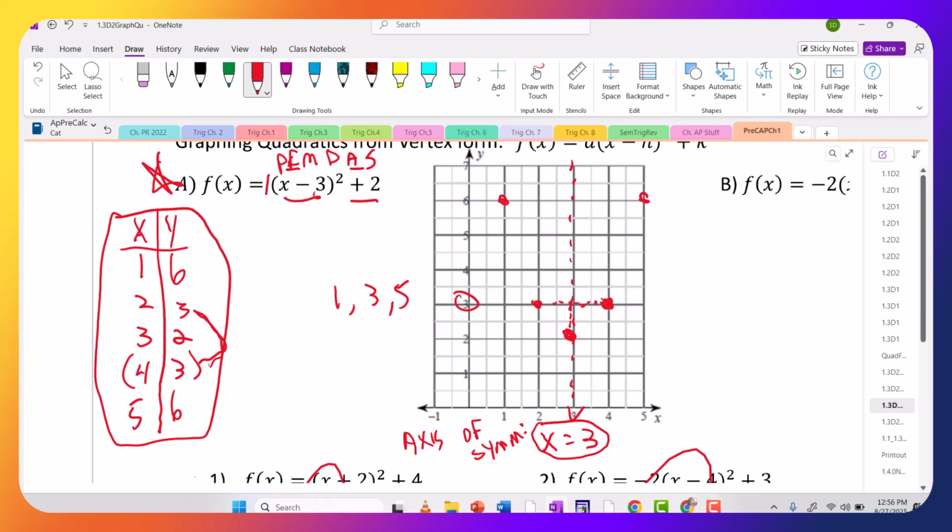Rise 1, run 1. Rise 3, run 1. The next set of points would have been rise 5 and then run 1. That's the 1, 3, 5. Yesterday, the guy went 1, 3, 5, 7, 9, right? Didn't he show you all the way through there? All right, so that's how this works as well.